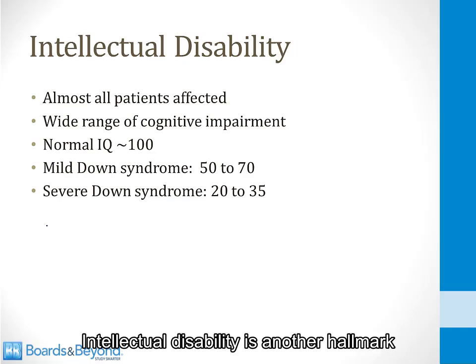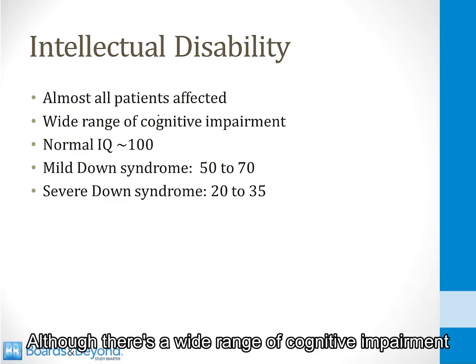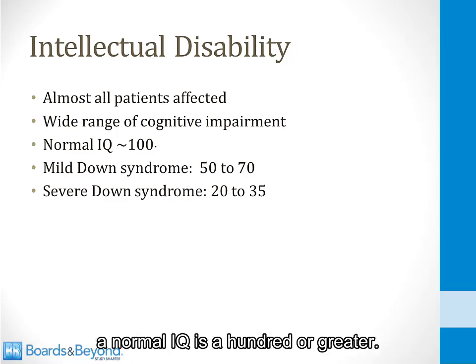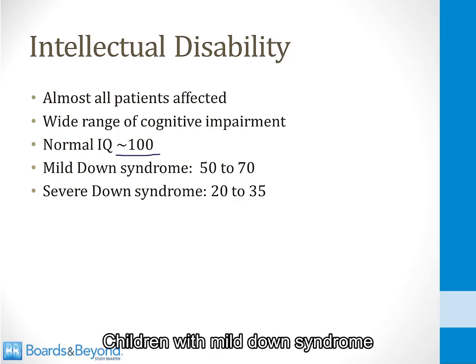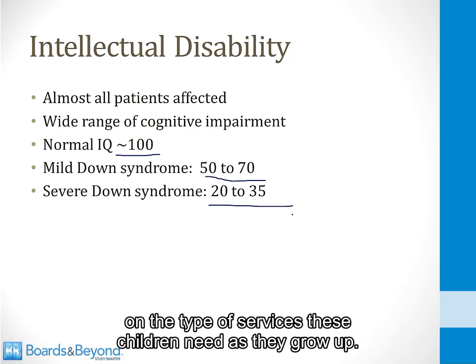Intellectual disability is another hallmark of Down syndrome. Almost all patients are affected, although there's a wide range of cognitive impairment. A normal IQ is 100 or greater. Children with mild Down syndrome can have an IQ of about 50 to 70. Children with a more severe case can have an IQ of 20 to 35, and this will obviously have a big effect on the type of services these children need as they grow up.